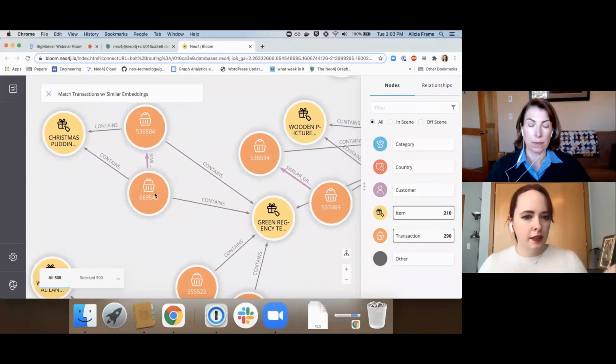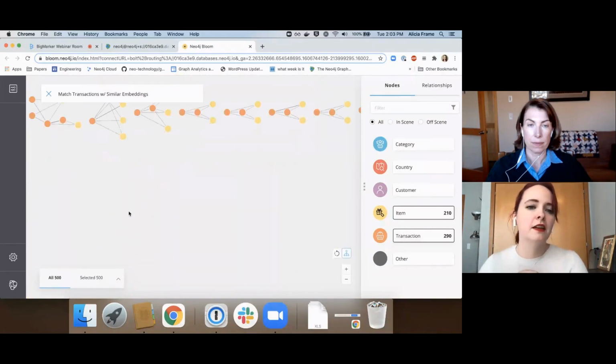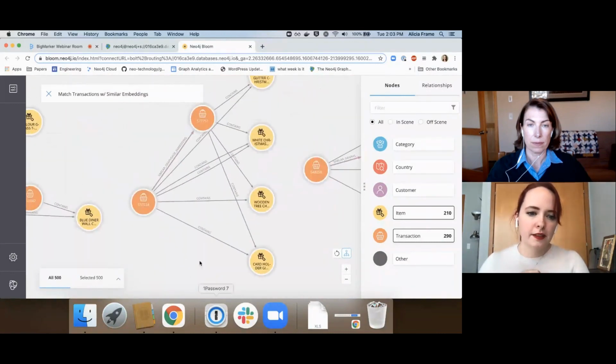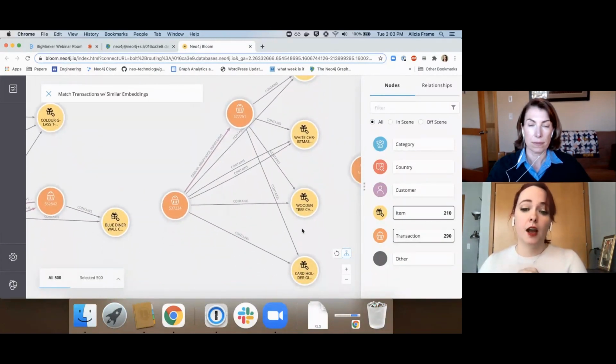And sanity check, this seems to make sense, right? These two transactions are similar and they contain the same items. I'm going to switch this over to a hierarchical layout, which makes it a little easier to look at these clump by clump. And what I can see is that I've got two transactions that are similar to each other and a bunch of items that they contain in common.